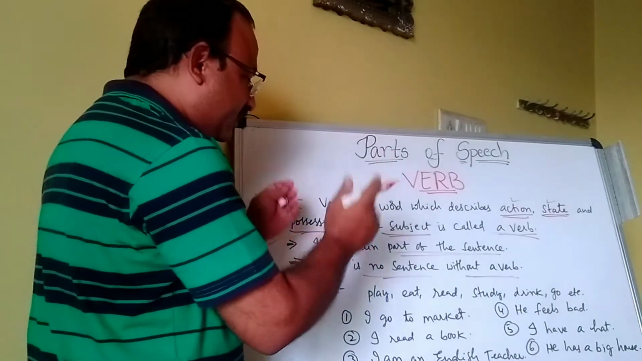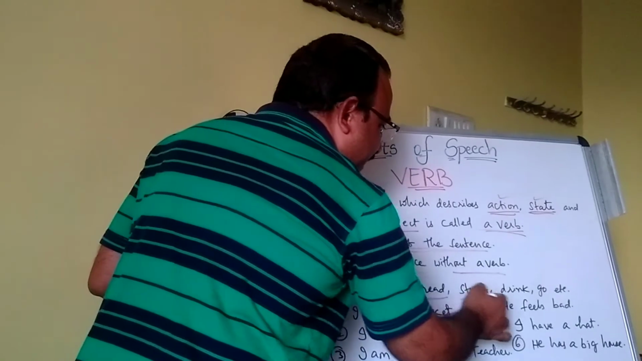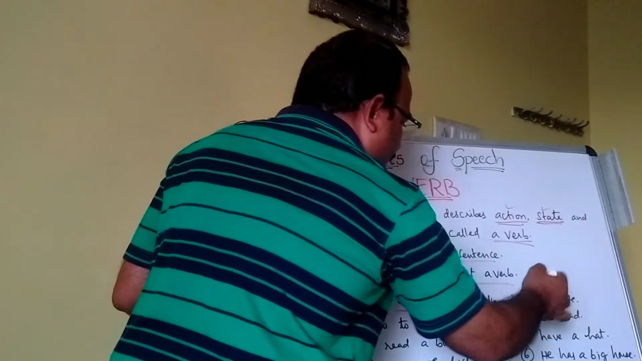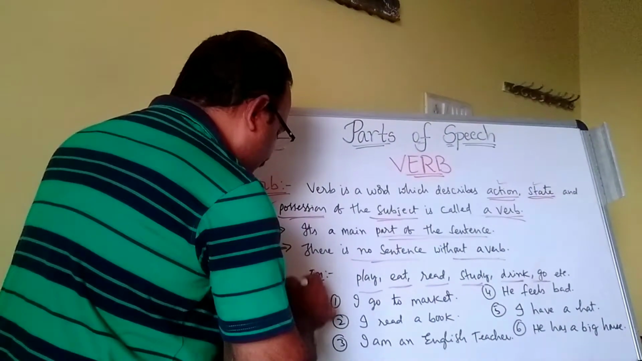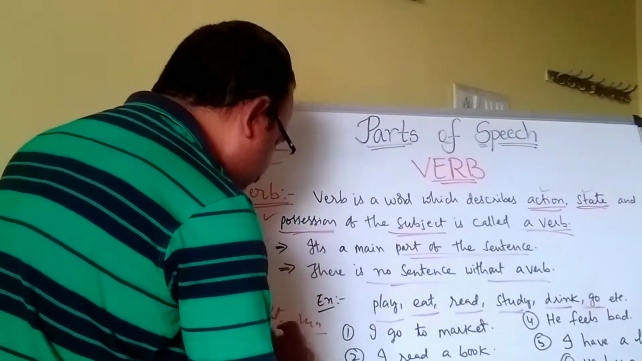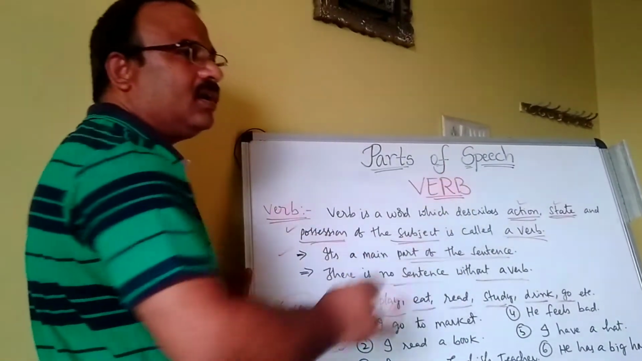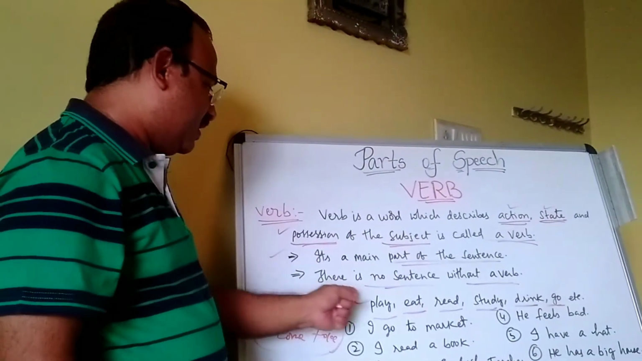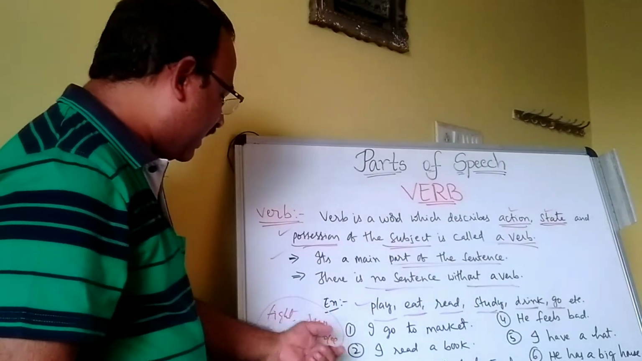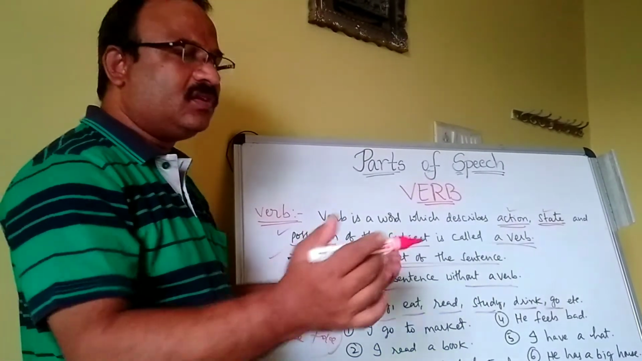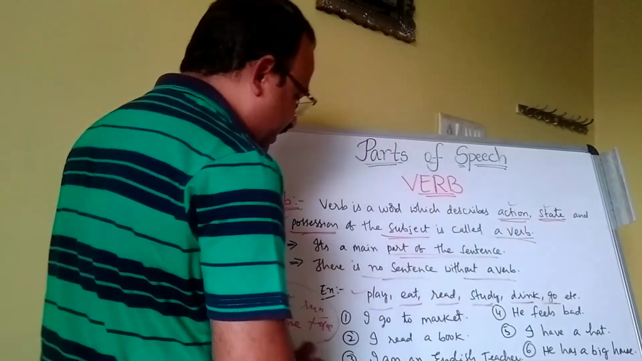Example. What are the verbs? Play, eat, read, study, drink, go, fight, run, come, take. These are all called verbs. Now you can see them in a sentence.